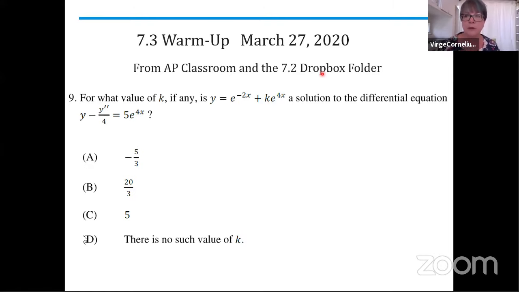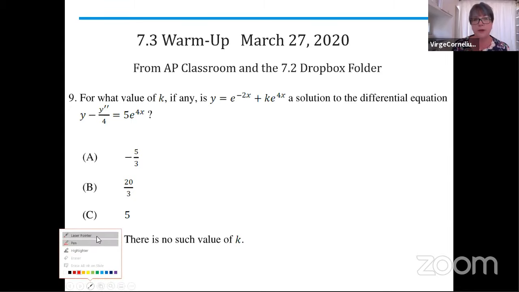Okay. So this warm up right here is one of the problems that we did not work yesterday. And this was the verifying solutions to differential equations, 7.2. And it reads like this, and it came directly from that Dropbox handout. For what value of k, if any, is y equals e to the negative 2x plus k e to the 4x a solution to the differential equation y minus y double prime divided by 4 equals 5e to the 4x.